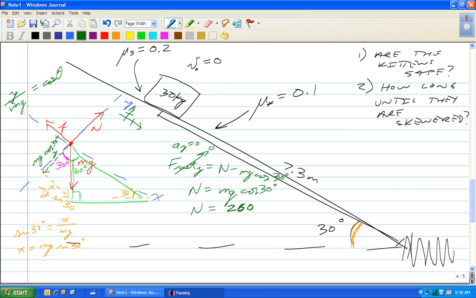Now, normally I wouldn't encourage you to substitute this early, but we'll allow it. Okay? You know what? No, I'm not going to allow it. Don't substitute yet. Keep it mg cos 30. You want to find N? Is that one of the things you're looking for? Hold on. All right. So now let's do F-net x.